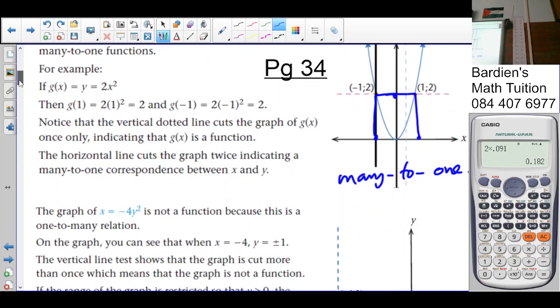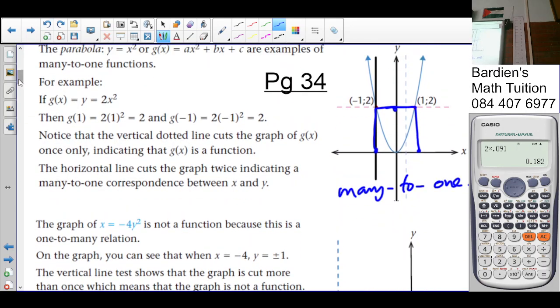However, if you look at this one here, here's one x, one y. However, on this side, that will go across there. It will give you another x value for the same y value. That is why there's more than one x that will give you one y. That's why it's a many to one. Okay.